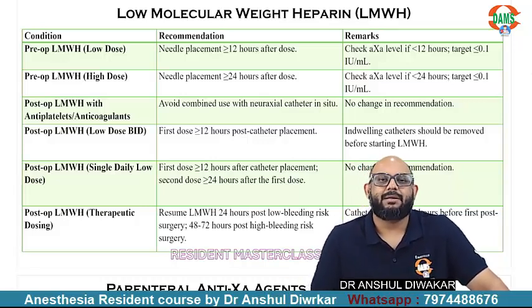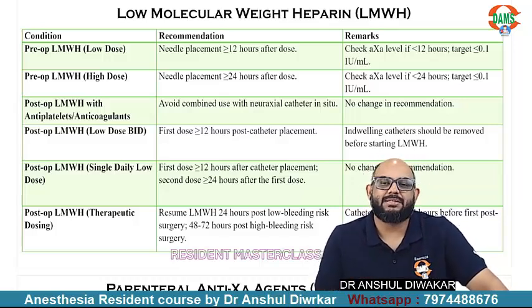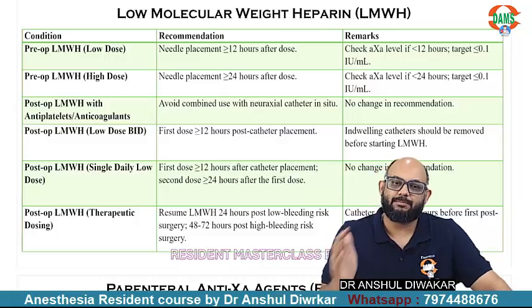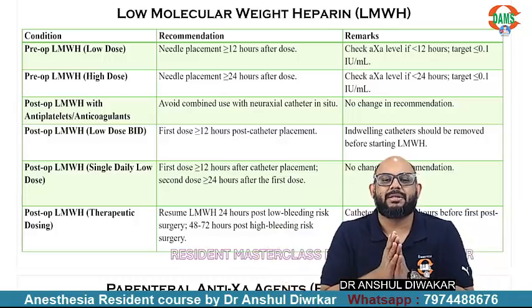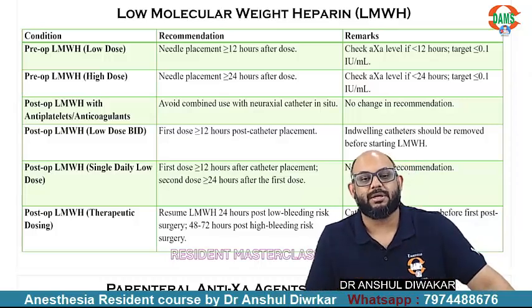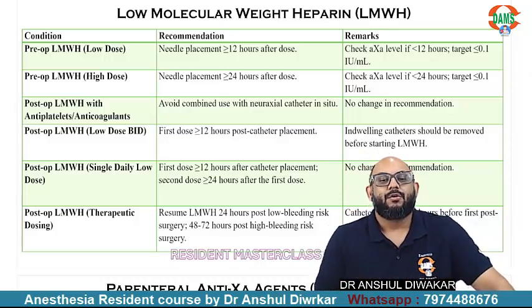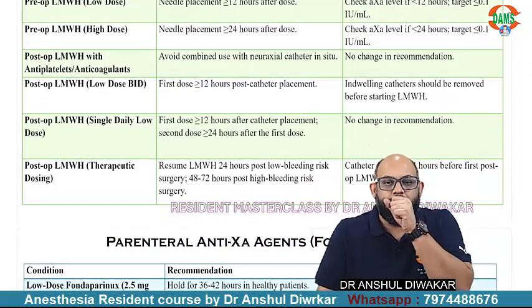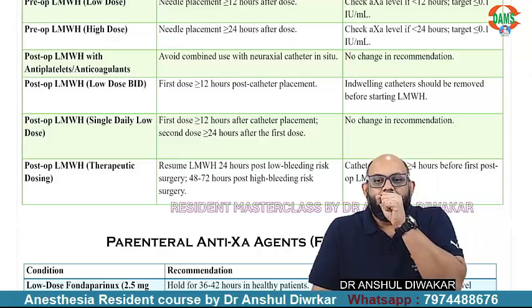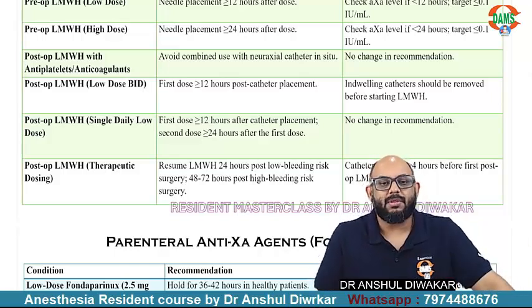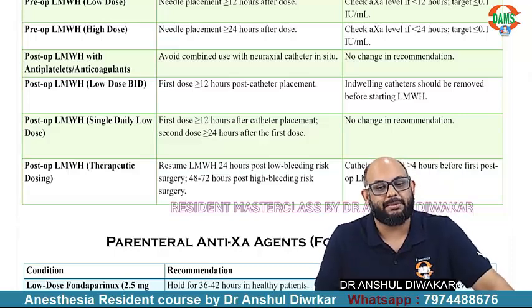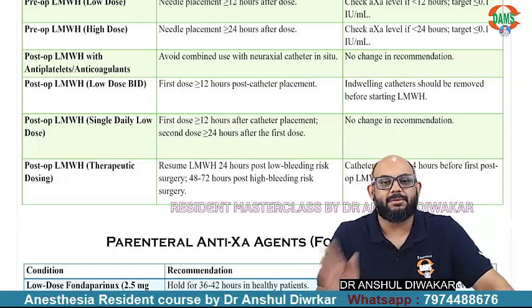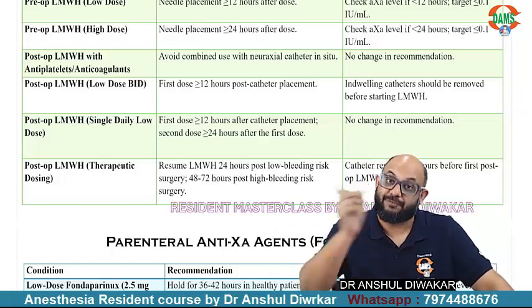Post-operative low molecular weight heparin with antiplatelet or other anticoagulant agent, you avoid use with neuraxial catheter in situ. So if your catheter is in place, then don't try to mix everything together. But if you have a post-op low molecular weight heparin in low dose BD form, first dose would be more than 24 hours post catheter placement. More than 12 hours. Okay? But if you have a post-operative low molecular weight heparin, single dose, low dose, then first dose 24 hours after catheter placement, but the next dose would be more than 24 hours after first dose.